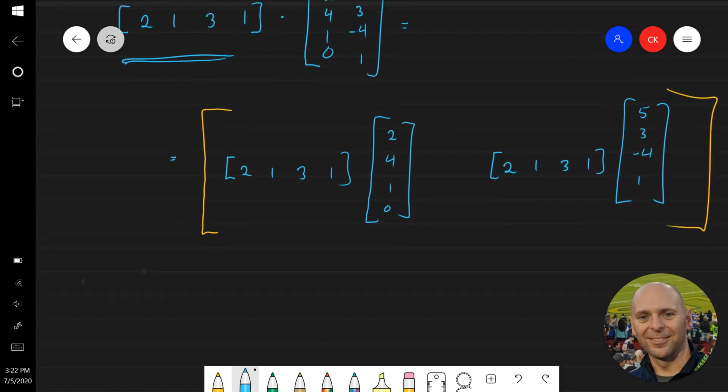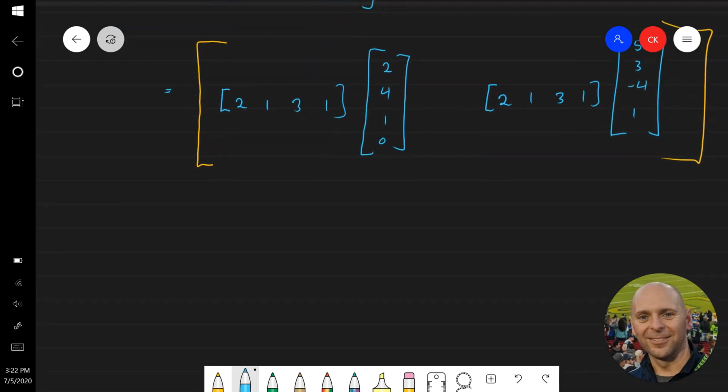Now that first one we've already computed. We know that that's 11. So now we just need to compute the product in the second part of this. So now I end up with a matrix that looks like 11, and then we need to compute this piece over here.